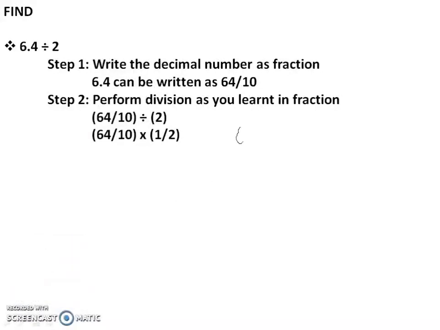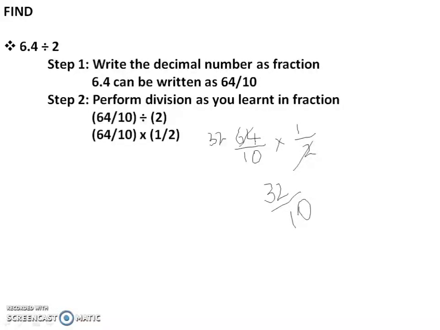What is 64 by 10 into 1 by 2? Let's see. 64 by 10 into 1 by 2. I can divide 64 and 2, right? So 2 into 32 is 64. So what is remaining here? It is 32 by 10. That is what is remaining here.